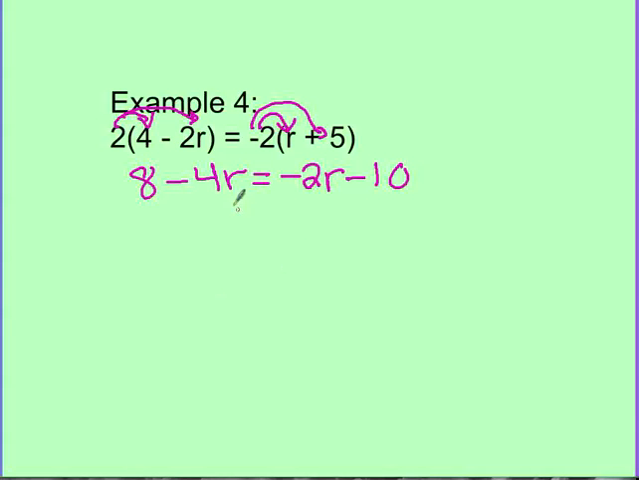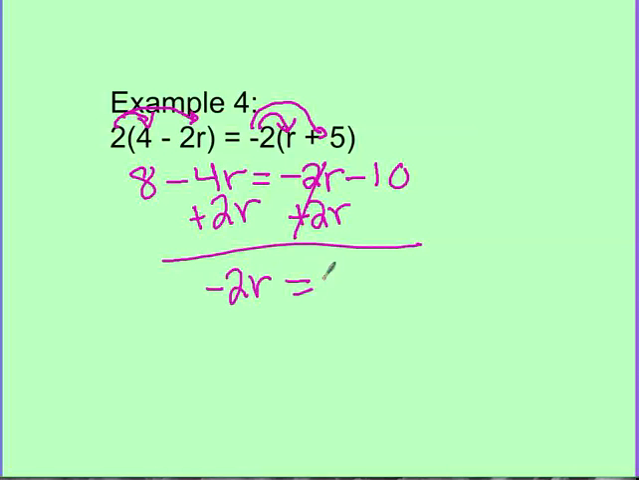Now I need to get the variables so they're on the same side. I'm going to move this term, negative 2r. I'm going to move it so it's on the other side. So I'm going to do the inverse. So I'm going to add 2r to both sides. Negative 4r plus 2r would be negative 2r. Bring everything else down that you see.